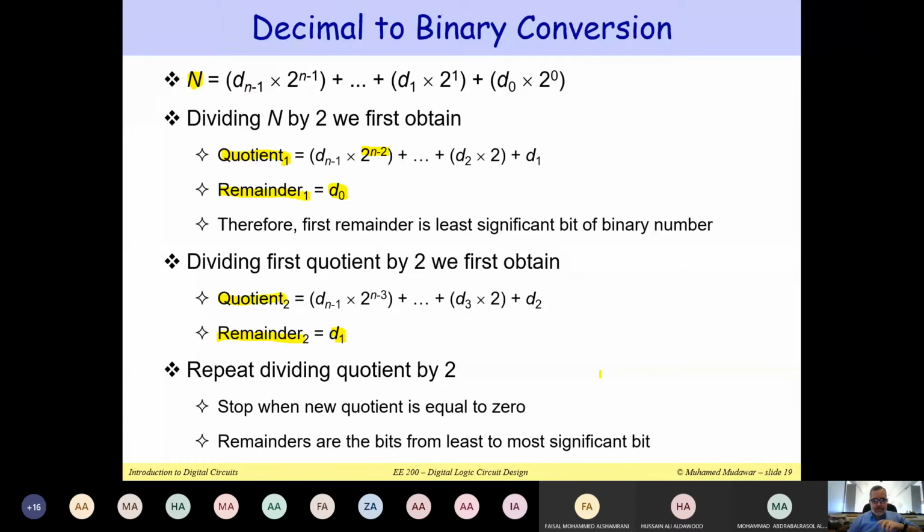Is this clear? I'm trying here to show you why this method works, and this is why we have the remainders. These are the bits from the least significant to the most significant.